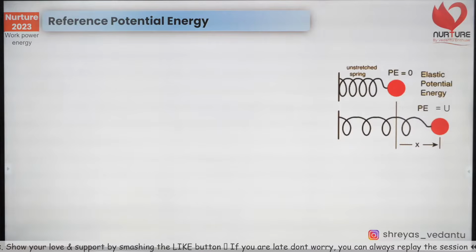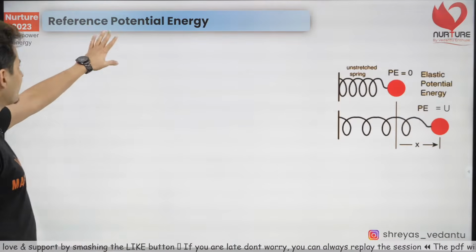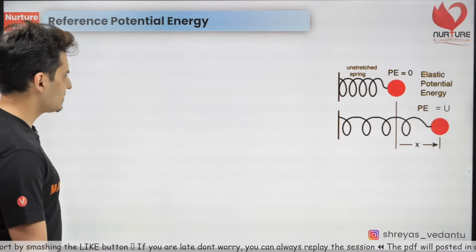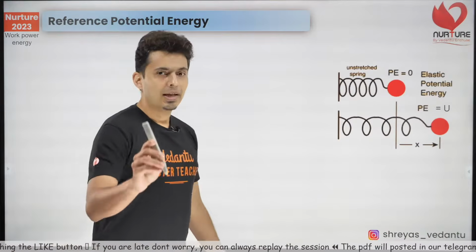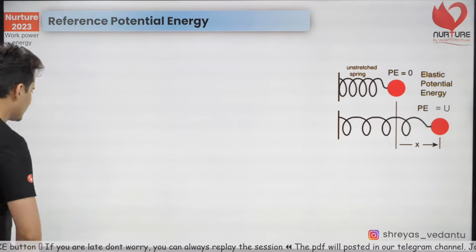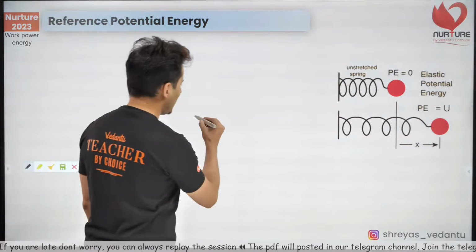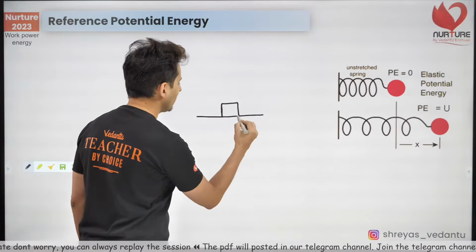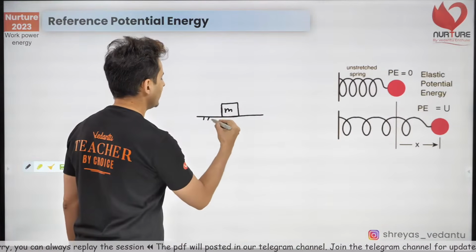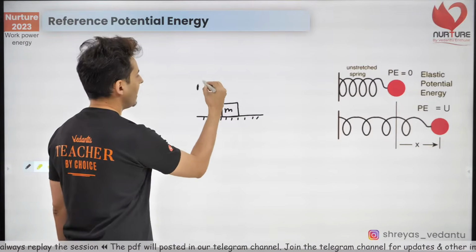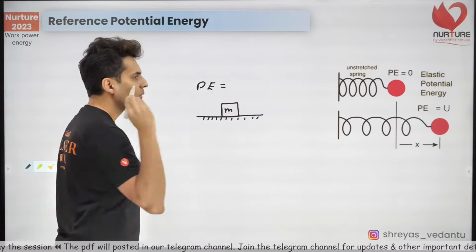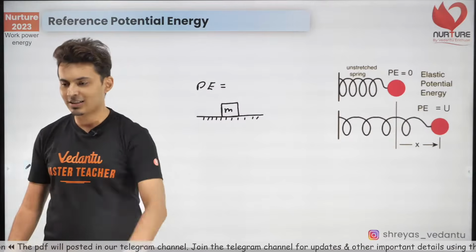Okay, moving on to the next part. Reference potential energy. Now this is a very important point. Let's see whether you can answer this. Let's say I have a block of mass m and it is placed on the ground. If I ask you what is the potential energy, what is the answer? Let me know quickly in the chat box.